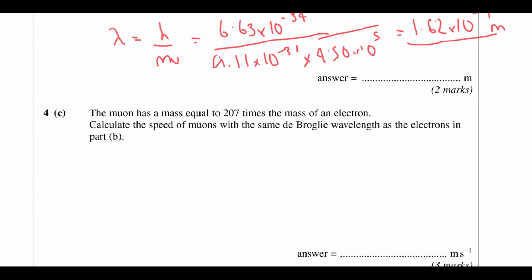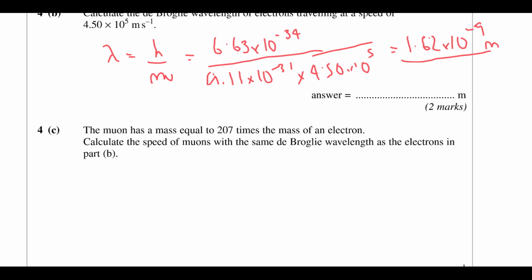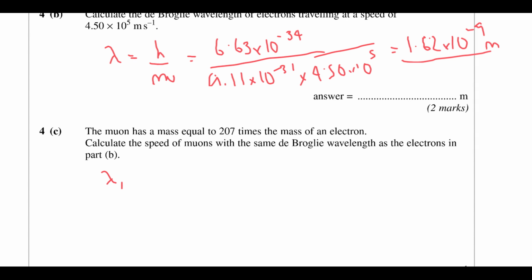So the last part, a muon has mass equal to 207 times that of an electron. Calculate the speed of muons with the same wavelength. So if they have the same wavelength, what we can do is a nice little trick. So wavelength of 1 is equal to wavelength of 2. That means h over m1 v1 is equal to h over m2 v2. We know Planck's constant is the same.